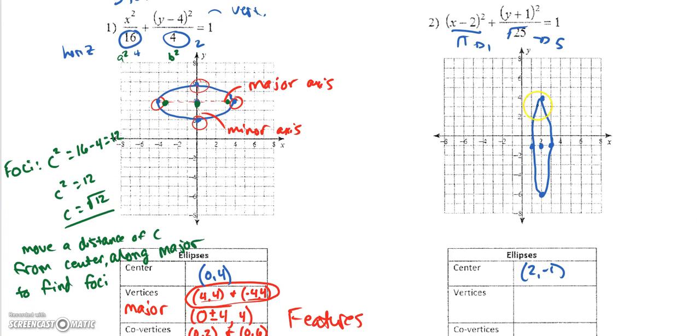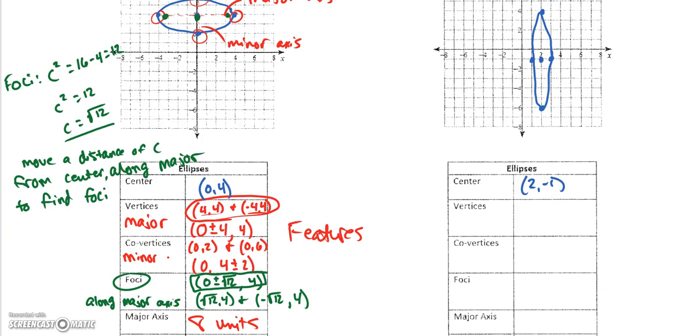So again, my major axis is the longer one. That's going to contain the vertices. So 2, negative 1, it's really 2, comma, negative 1, plus or minus 5, right? Because that was the distance. So that's 2, 4, and 2, negative 6. You can look at the picture as well.